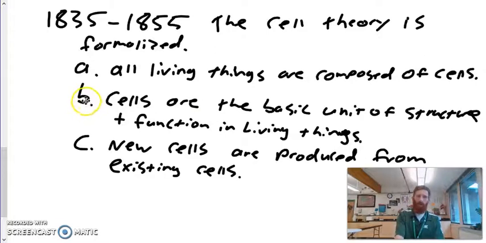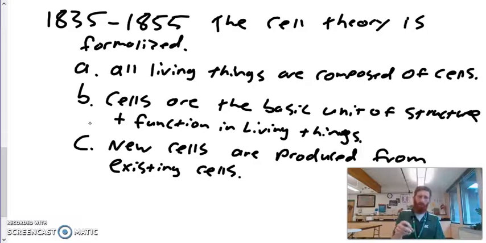Letter B, number 2, cells are the basic unit of structure and function in living things. So there are things inside a cell. There are smaller things inside a cell. You guys know these: ribosomes, mitochondria, nucleus, different things like that. But what this means is that if you take out mitochondria, it can't live on its own. It'll die. It's no longer going to be functioning. If you take out a ribosome, it can't function on its own. If you take out a nucleus, it can't function on its own.